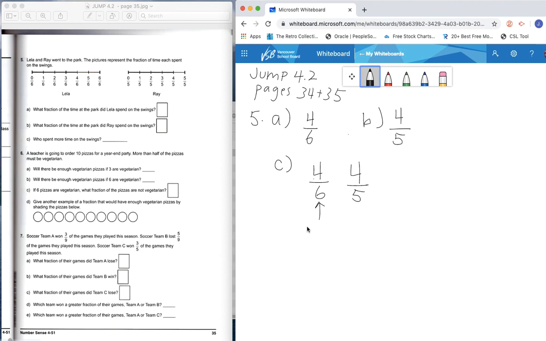So if you were to write it, it would be like this. 4/6 is less than 4/5. So that means 4/5 is greater. So that means Ray spent more time on the swings. So for C, you're just going to write Ray on the line. All right, your job is to do number 6 and 7 yourself.